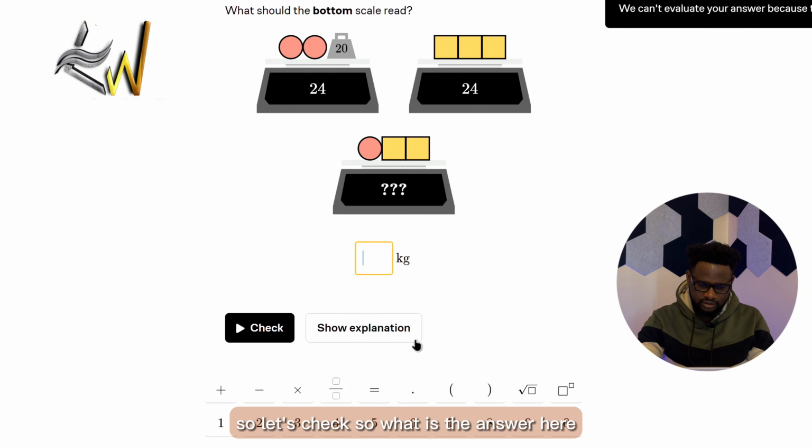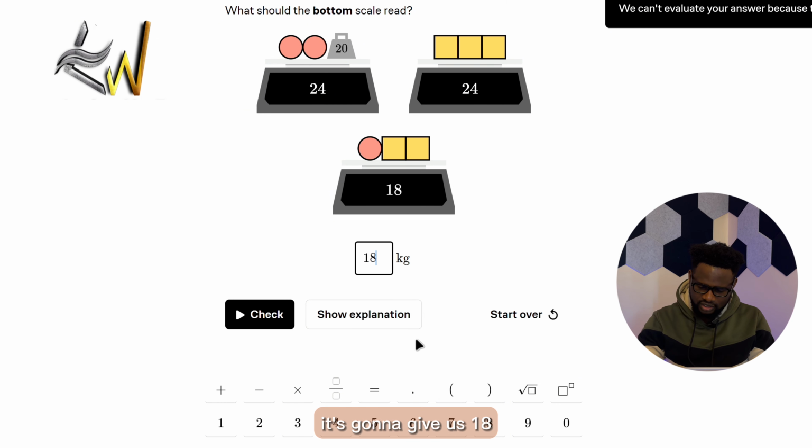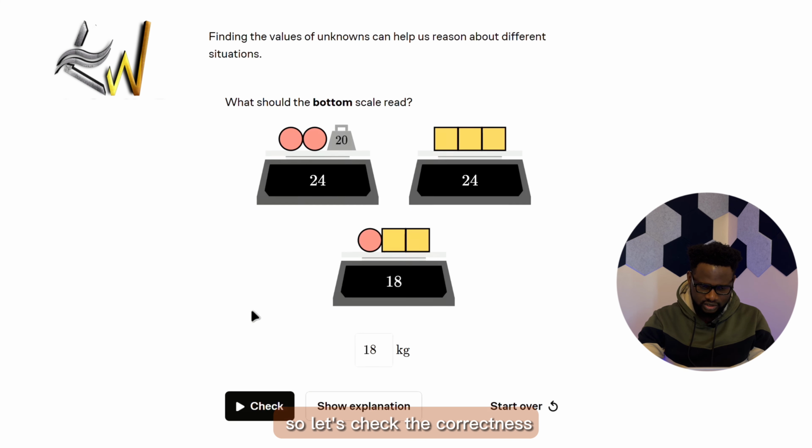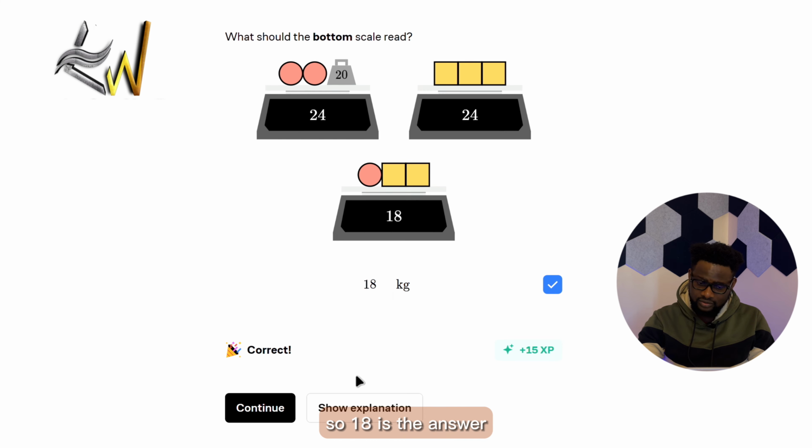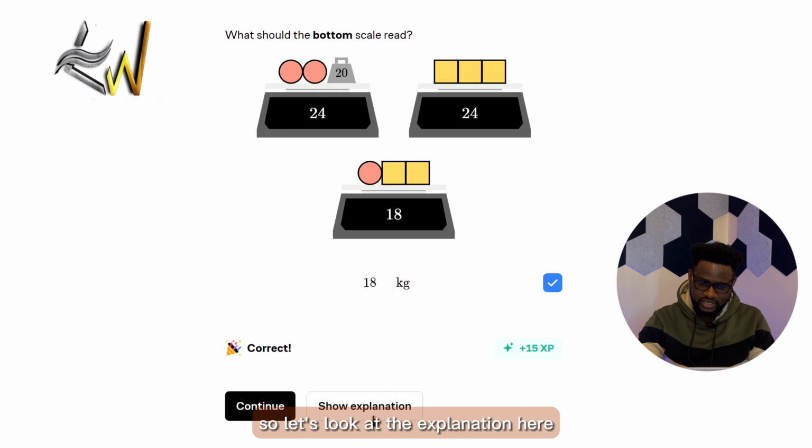Let's check. What is the answer here? It's going to give us 18, 1 and 8. Let's check if that's correct. So 18 is the answer. Let's look at the explanation here.